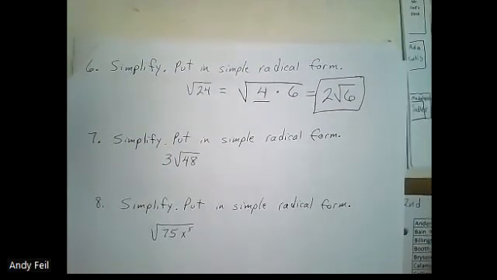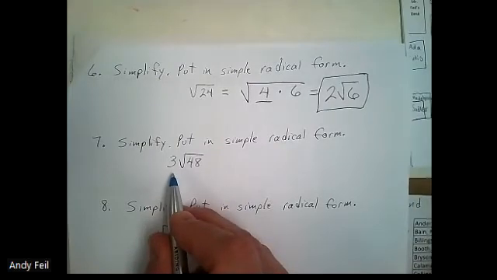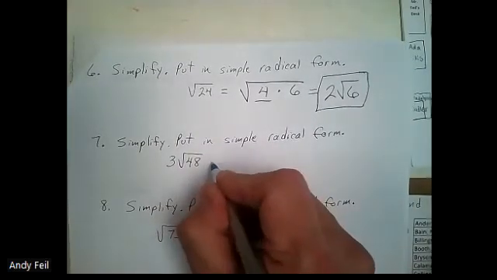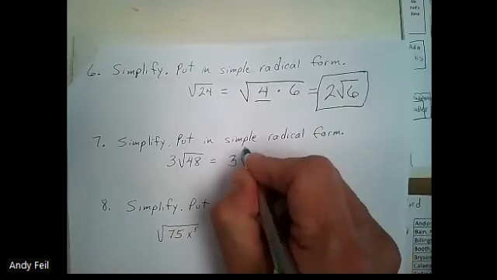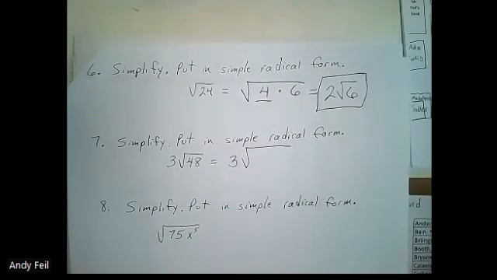Number 7. The 3 is already on the outside. Should I simplify it? No, it's already on the outside. Just leave it. But the 48, that could use some simplifying.